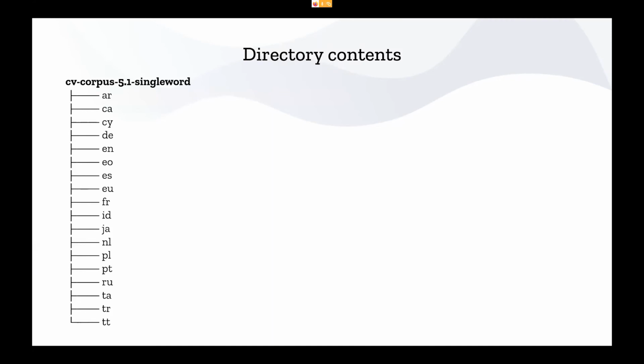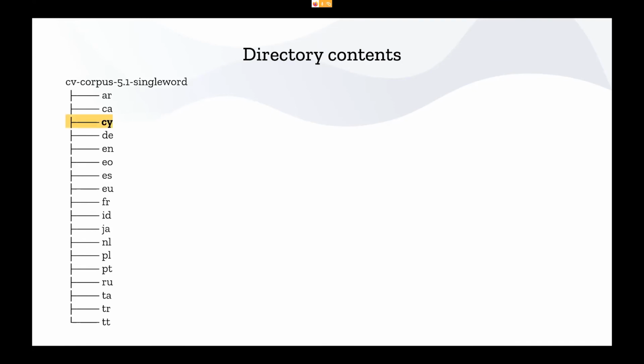Each of these is a 2-letter ISO code for the language. So we have Arabic, Catalan, Welsh, German, English, Esperanto, Spanish, Basque, French, Indonesian, Japanese, Dutch, Polish, Portuguese, Russian, Tamil, Turkish, and Tatar. So these are the 18 languages we have.